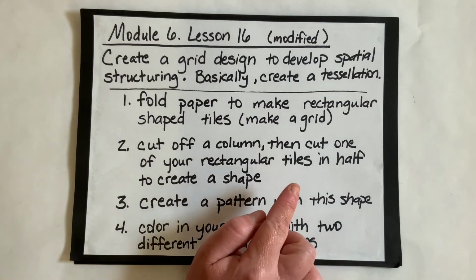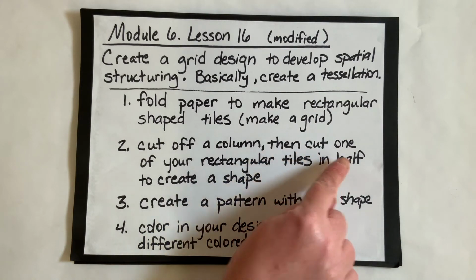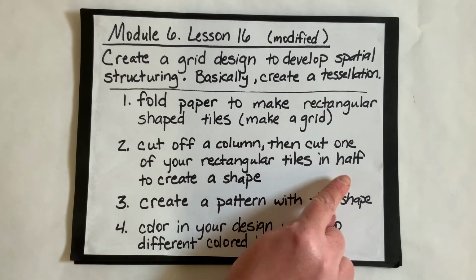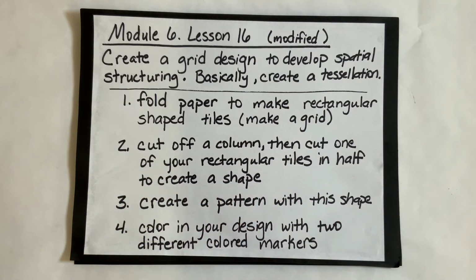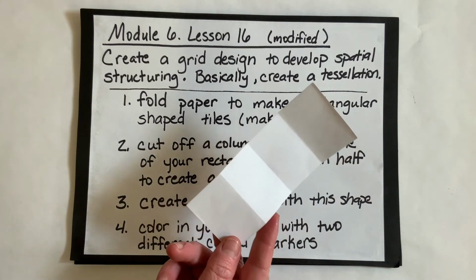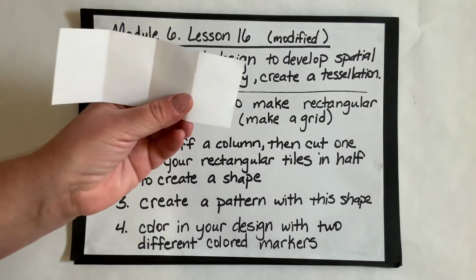Let's look at the second part. It says, then cut one of your rectangular tiles in half to create a shape. Okay, let's do that together. So if I take one of my rectangular shaped tiles and cut them in half, let's see what we would get.